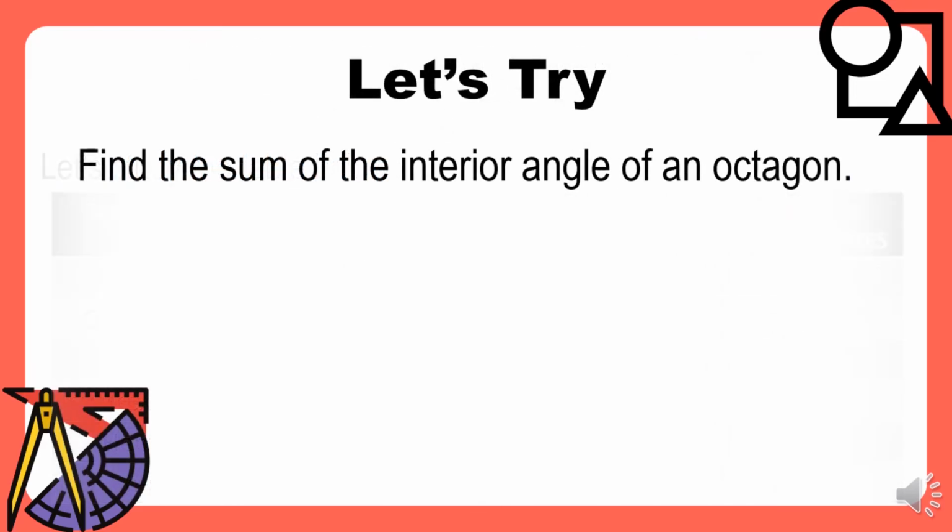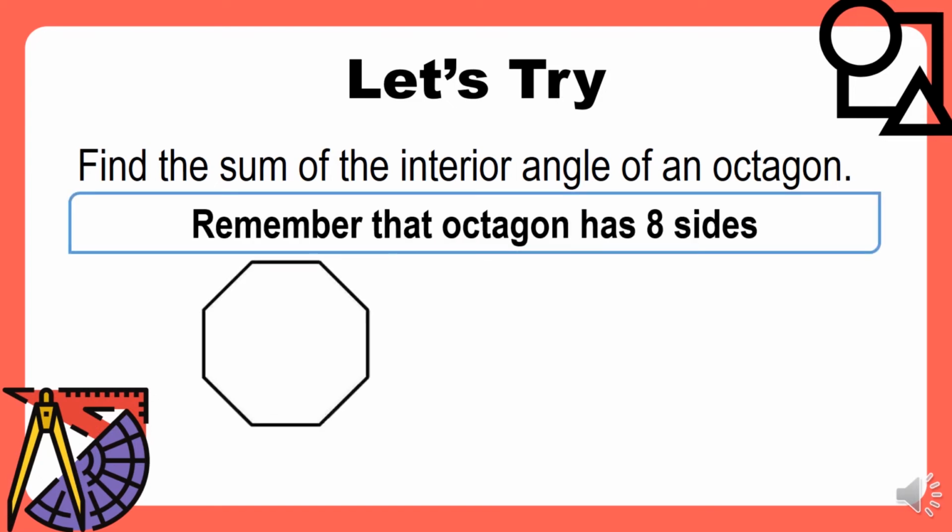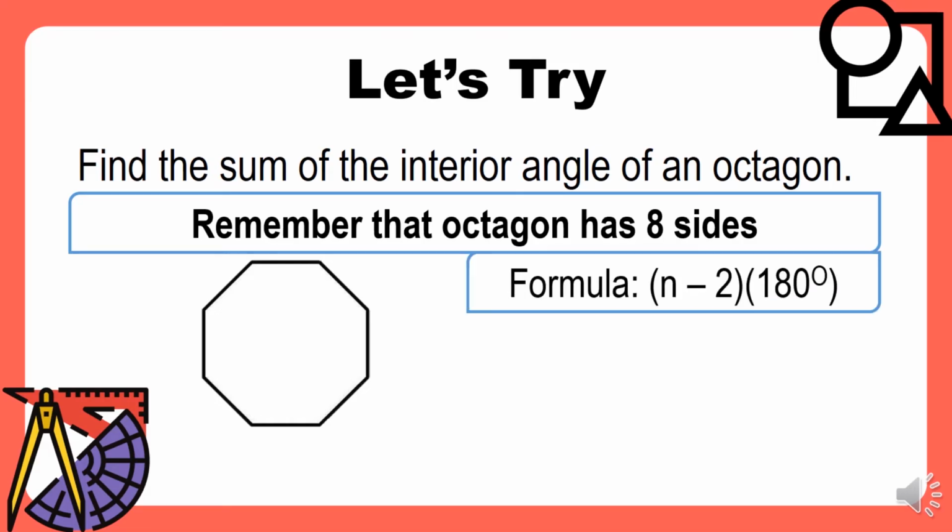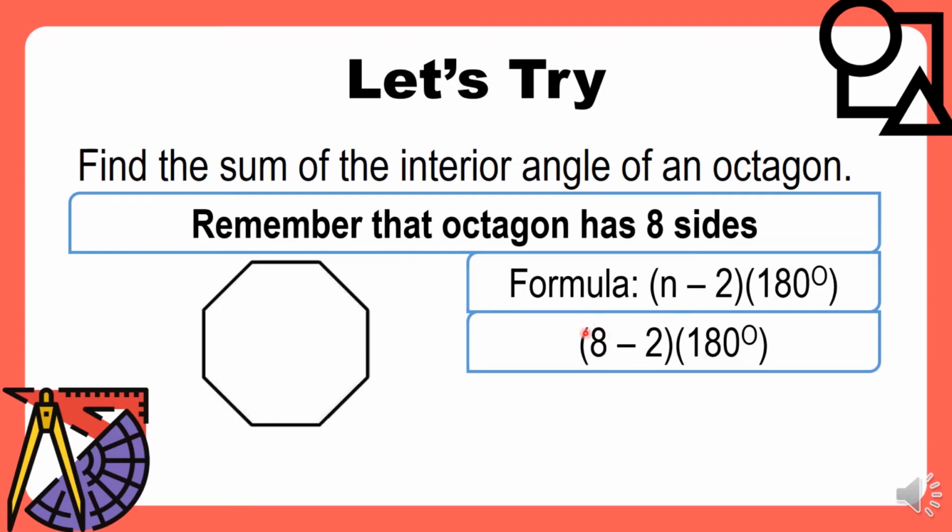Let's try. Find the sum of the interior angle of an octagon. Remember that octagon has 8 sides. We are going to use the formula n minus 2 times 180 degrees to find the sum of its interior angles. 8 is the side of the octagon, so we need to replace n by 8. 8 minus 2 multiplied to 180 degrees. 8 minus 2 is 6. And we are going to multiply 6 to 180 degrees.